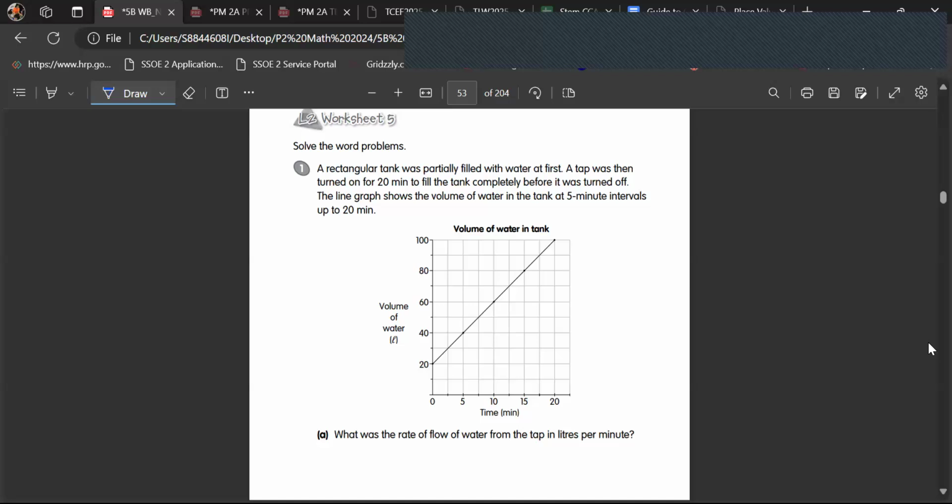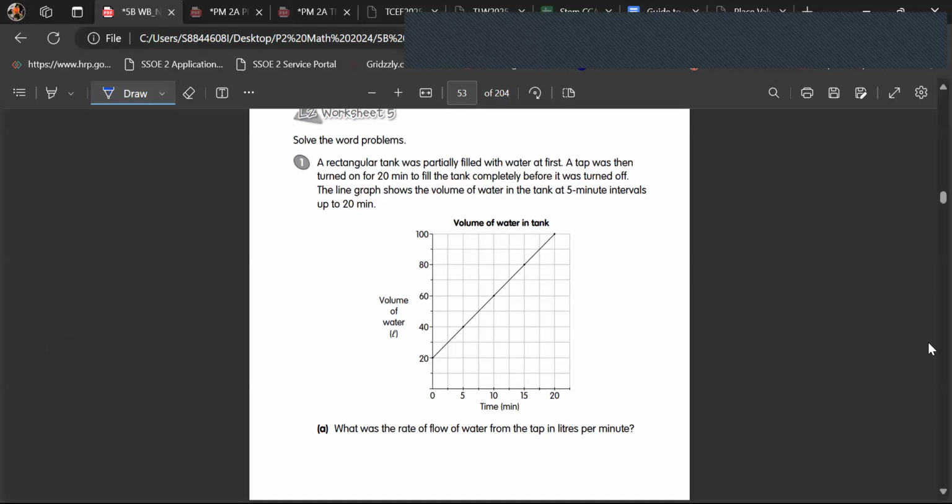Now let's look at the question carefully. This is very important information. I'm going to read it carefully and pick up all the important information. A rectangular tank was partially filled with water at first. A tap was then turned on for 20 minutes to fill the tank completely before it was turned off. The line graph shows the volume of the water in the tank at 5-minute intervals up to 20 minutes. Now I do my annotations. It was partially filled with water at first.